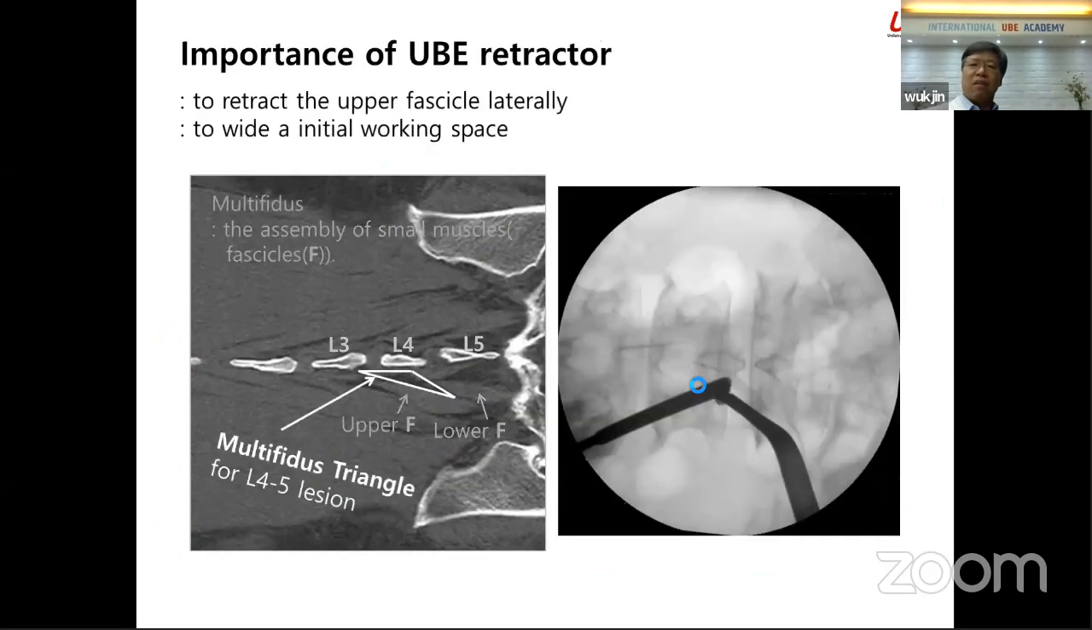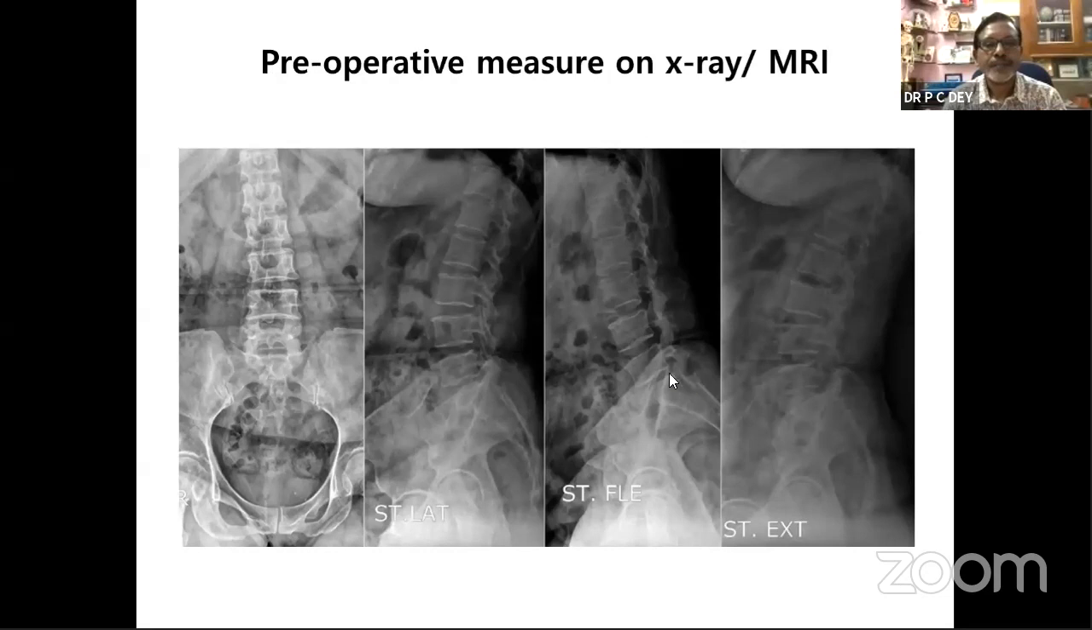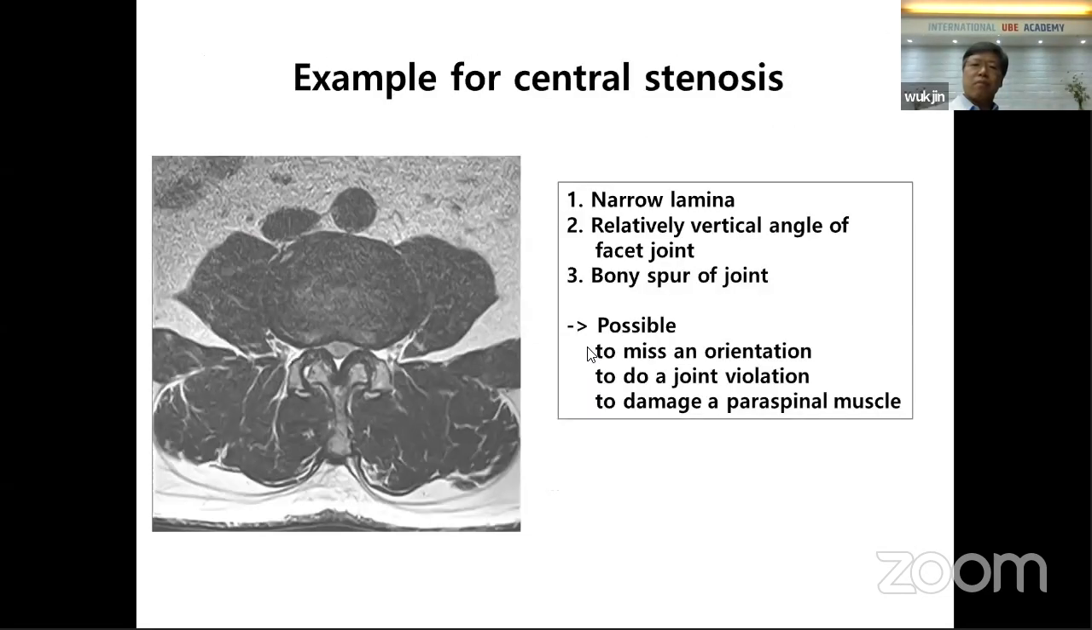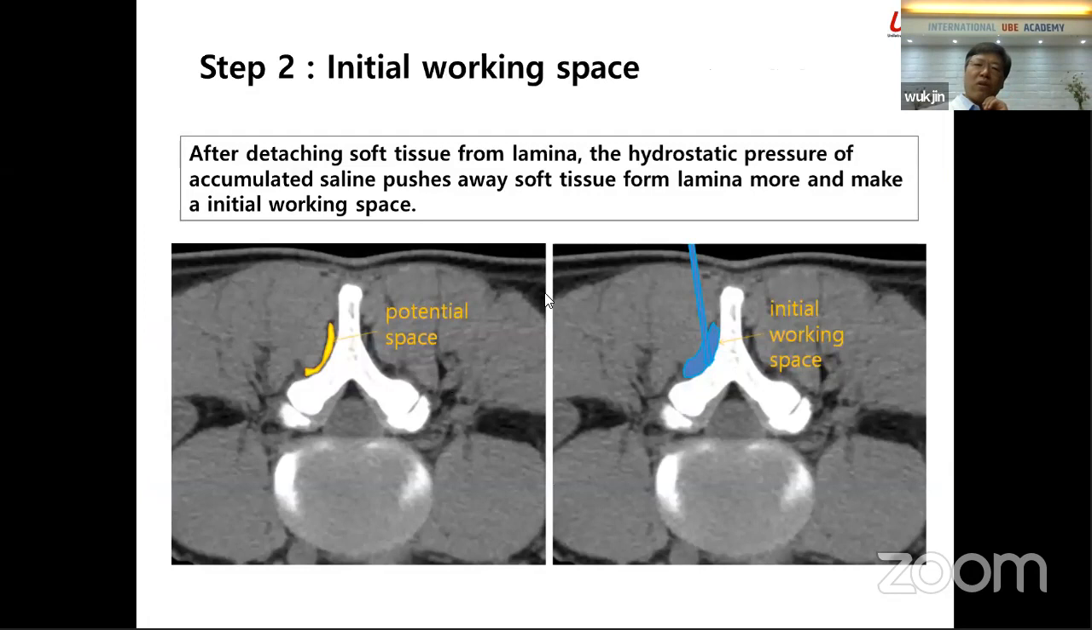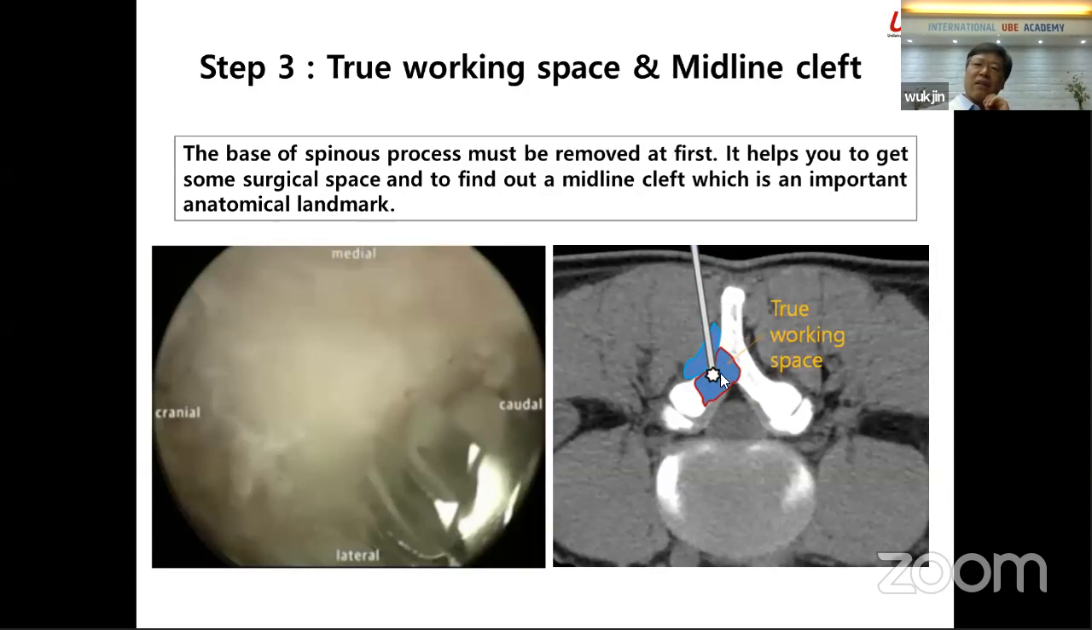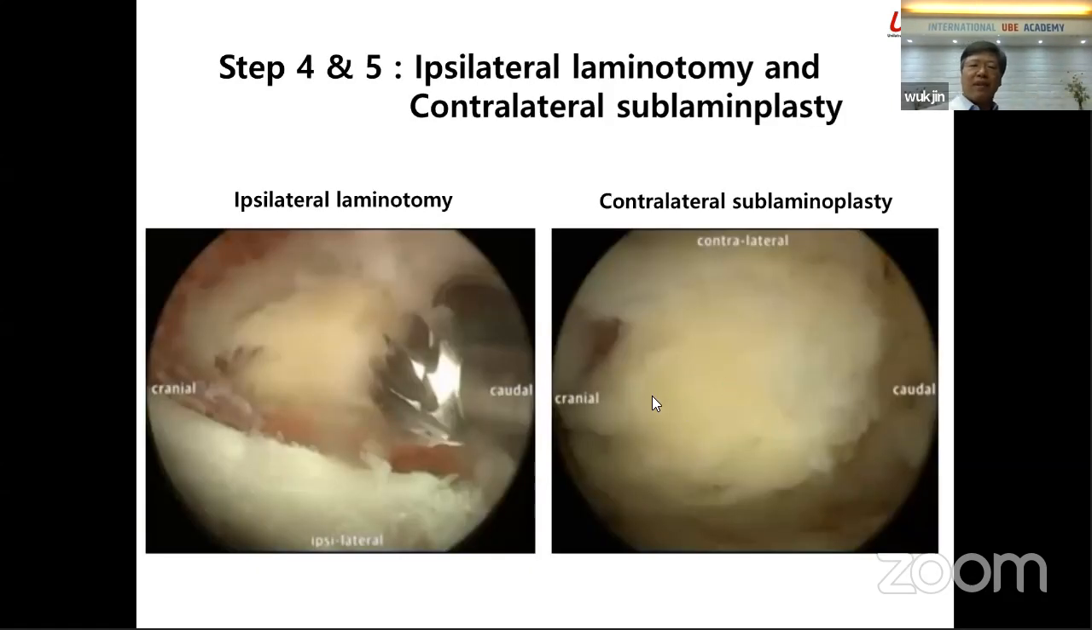Here, this one, the spinous process, and here the muscle, just a small tissue here. This is the Sonja space. So first, preoperative MRI is checked here, and also we check the initial working space, and here we drill the lamina. After drilling the bone lamina, the next step is the same as open surgery, the other techniques, I think.